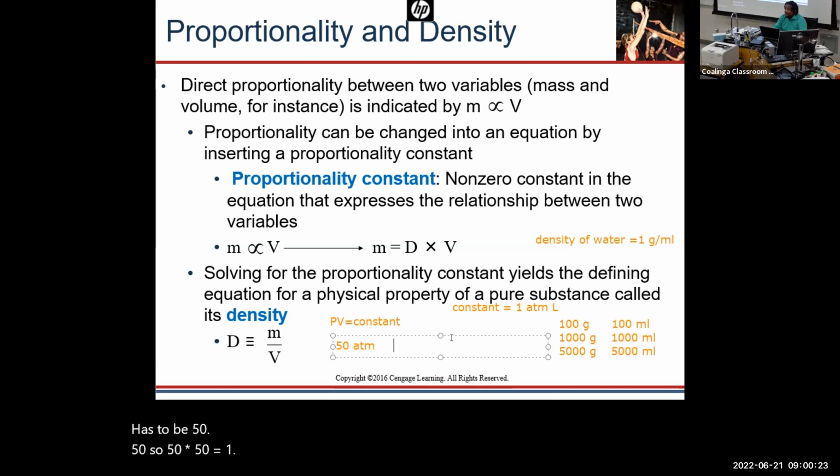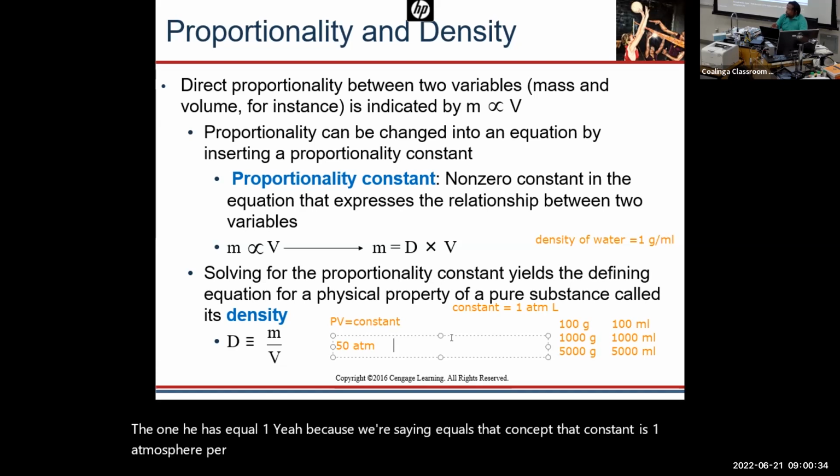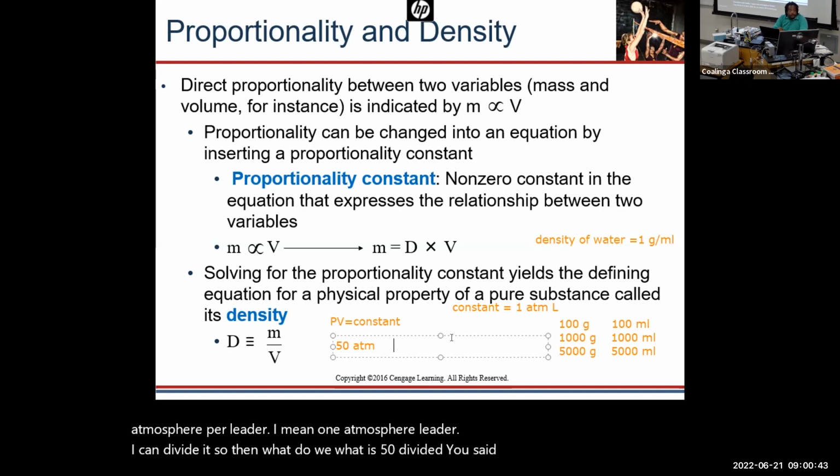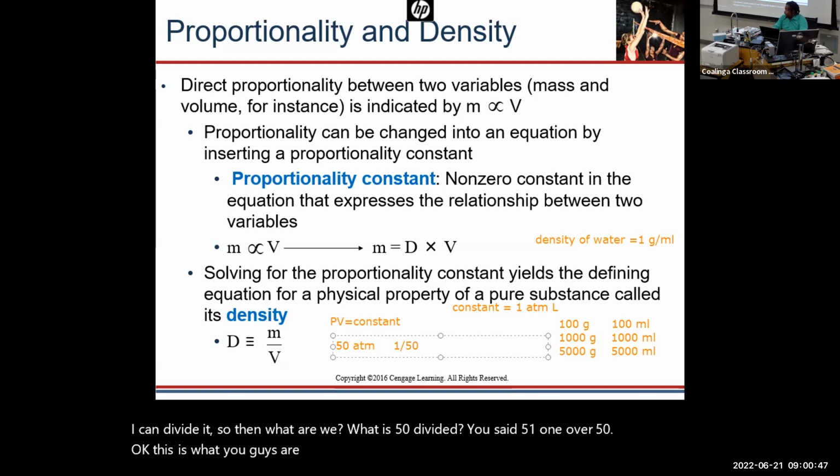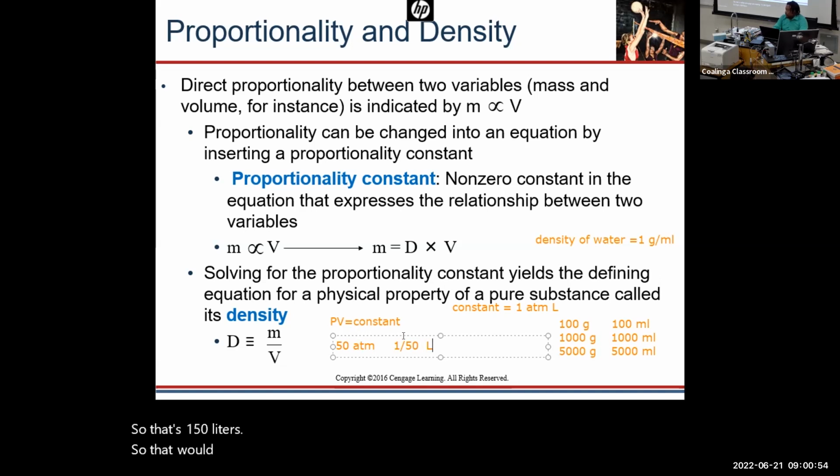No, that's equal to 1, you said? It has to equal 1, because we're saying that constant is 1 atmosphere per meter. And I can divide it. So then what is 50 divided? You said 1 over 50. Okay, this is what you guys are saying. 1 over 50, right? So that would be the volume.